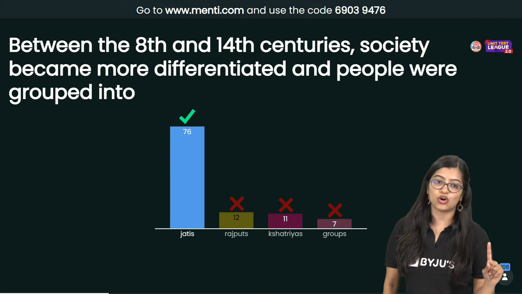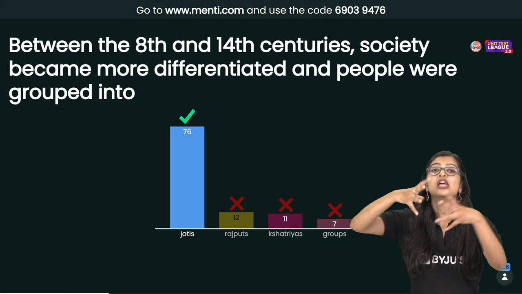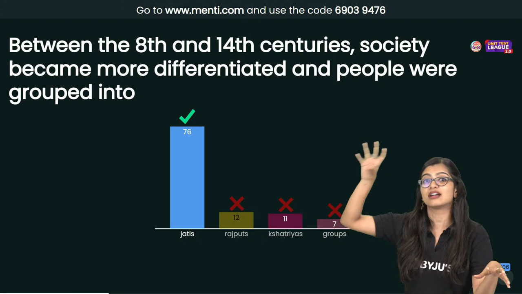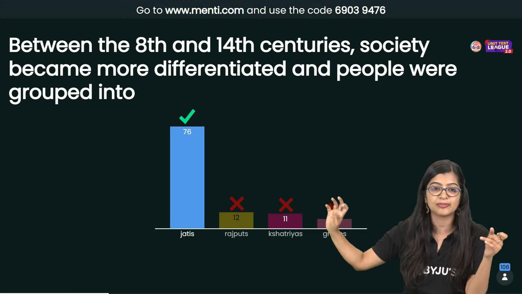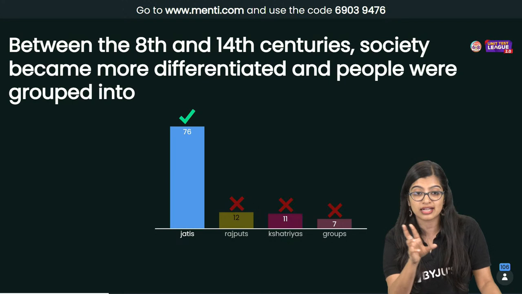Very good. Yes, the correct answer is Jatis, right? So we know that Jati is nothing but castes and subcaste. There was a caste kind of system that was getting implemented, where the society was now getting differentiated into different castes. Earlier, we had the Rajputs, the system coming in, a lot of soldiers going into the Kshatriya system. Groups is a very generic way of saying it, right? But in history, one is to not just say generic, we have to be specific. Again, like I told you, be more specific with your answers, which is why the correct answer is option A.